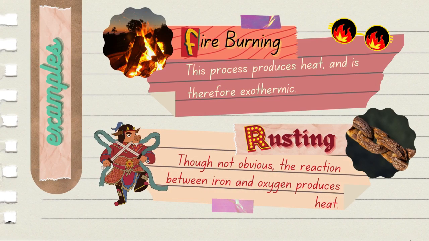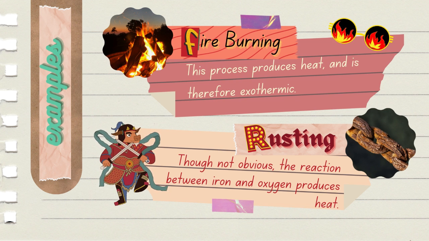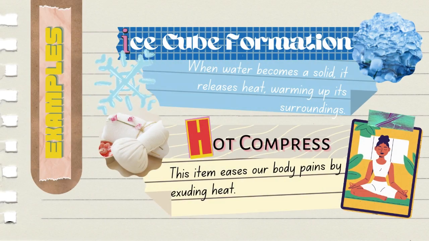Examples. Number 1. Fire burning. This process produces heat and is therefore exothermic. Number 2. Rusting. Though not obvious, the reaction between iron and oxygen produces heat. Number 3. Ice cube formation. When water becomes a solid, it releases heat, warming up its surroundings.